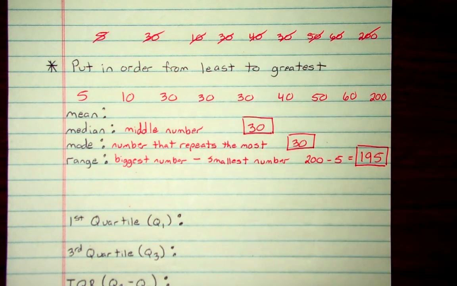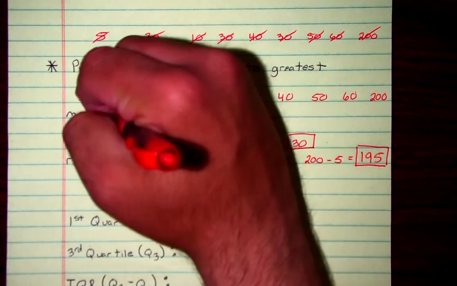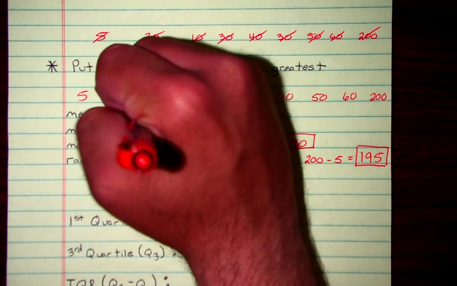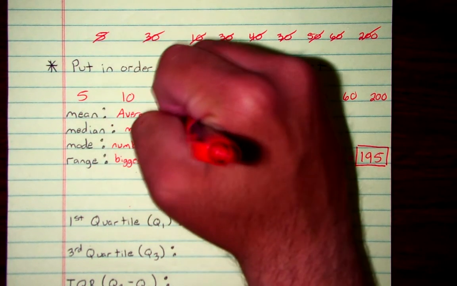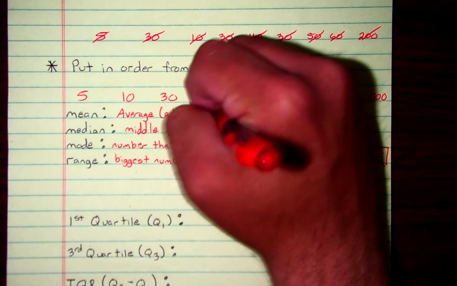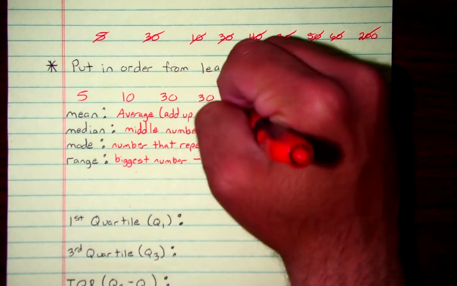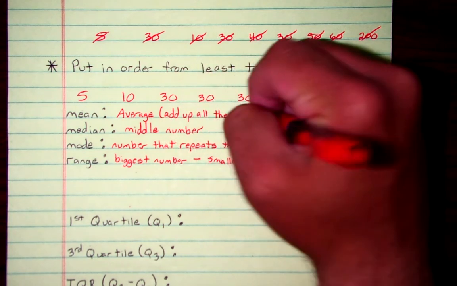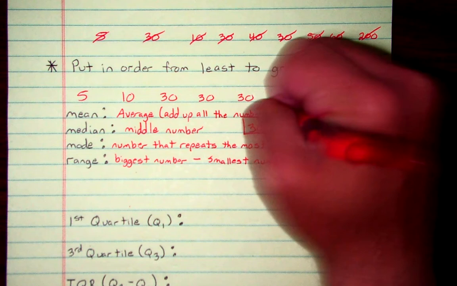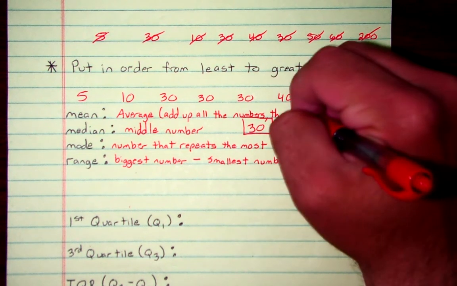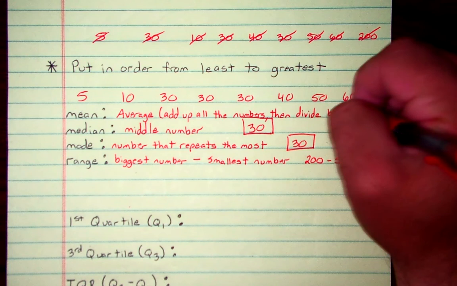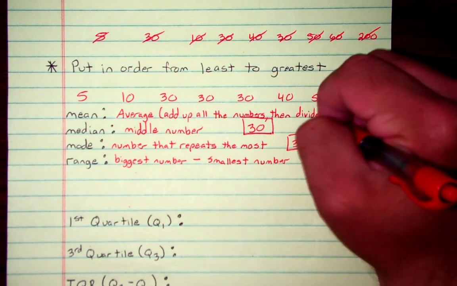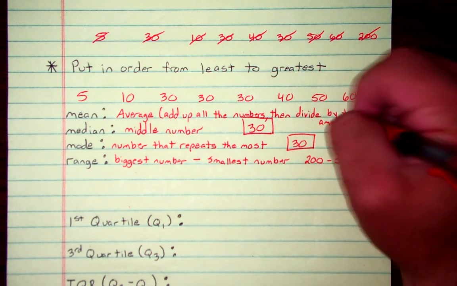And then finally, we have the mean, which is your average. Add up all the numbers. Then divide by the total amount of numbers you see.